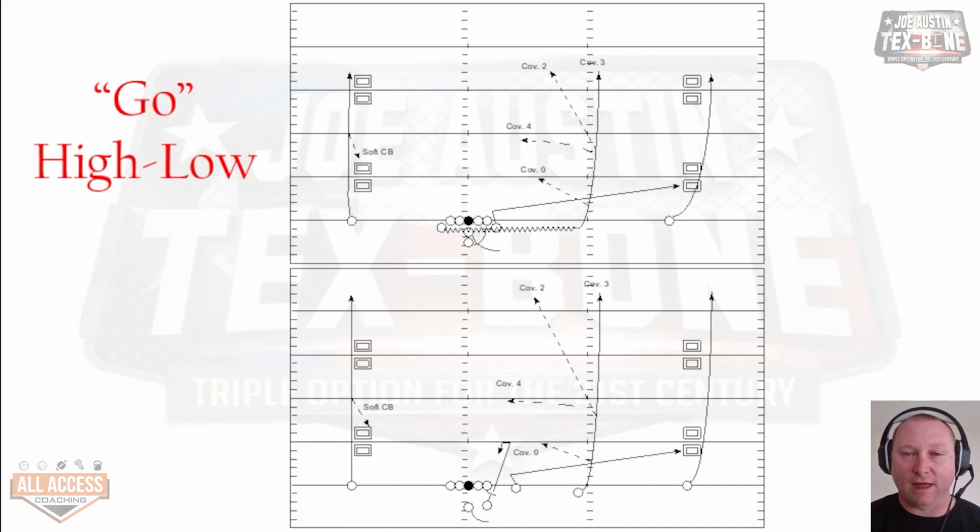If the choice route sees cover 2, meaning 2 deep safeties outside the hash that are dropping into halves of the field, he'll break it to the post to try to stay away from both of those safeties. If he sees cover 4, then he's going to run away from the safety who's basically covering him in man coverage. And that's how the run and shoot teams will treat cover 4. It's basically as off man.